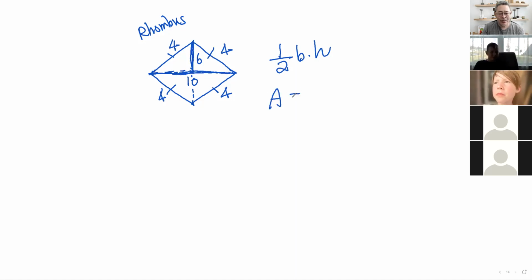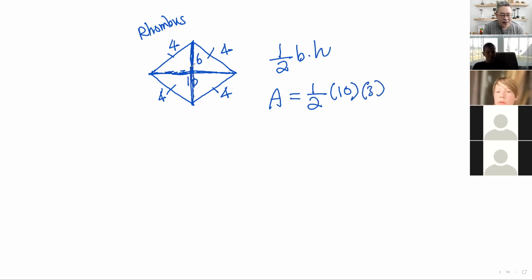So the area will be half times 10 times 3, right? The whole thing here is 6, and to make this triangle, that's 3. And the base is 10, but that's just half the triangle. There's a half, so we have times 2 here. So all we got here is the 2 and 2 cancel, and we got 30.